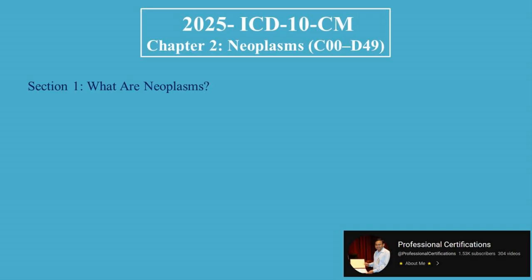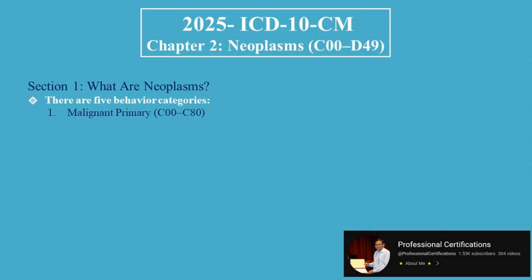Section 1. What are neoplasms? Neoplasms are abnormal growths of tissue that may be benign, non-cancerous, in situ, malignant, cancerous, or of uncertain/unknown behavior. ICD-10-CM organizes neoplasms by anatomical site and behavior. There are 5 behavior categories.